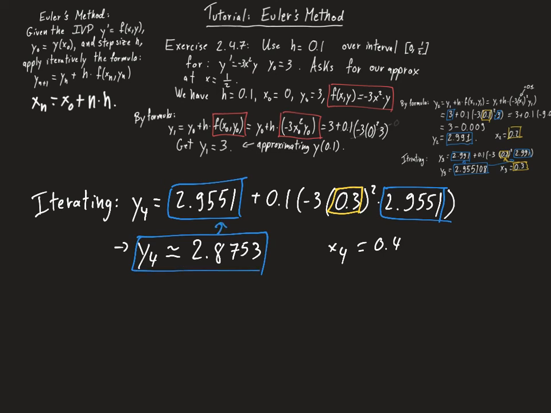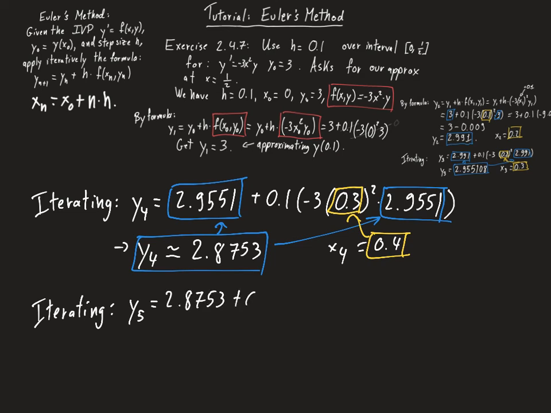Now once again, this guy is going to be plugged in here, and in there. And this guy is going to be plugged in here for our very last step. So iterating one final time, we get that y4, or y5 rather, is going to be equal to 2.8753 plus 0.1 times negative 3 times 0.3 squared times 2.8753.